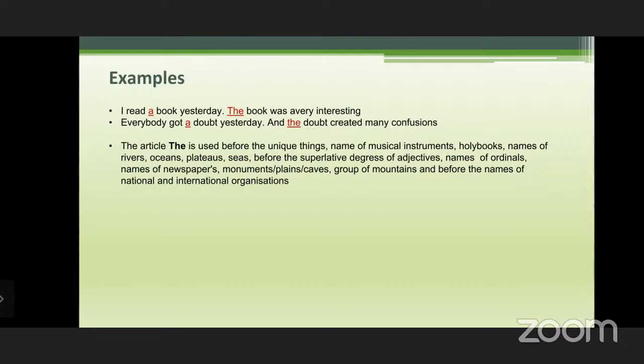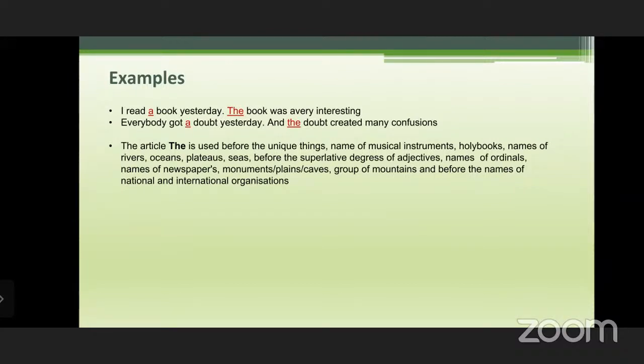And next one, names of ordinals. What do you mean by ordinals, children? Yes, ordinals are nothing but the numbers. For example, first, second, third, fourth, in this way. So before the ordinals also, we have to use the article the. Dash first, the first. Dash second, the second.